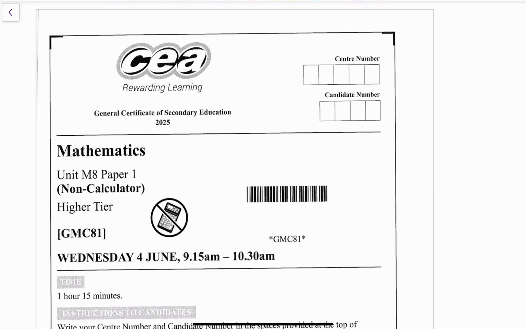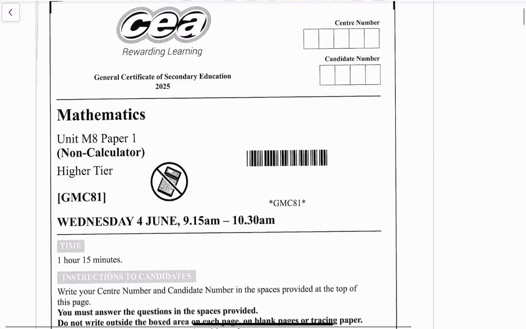These are the solutions to the M8 exam from 2025. We're going to do paper 1, which is non-calculator, and then paper 2, which is the calculator paper.